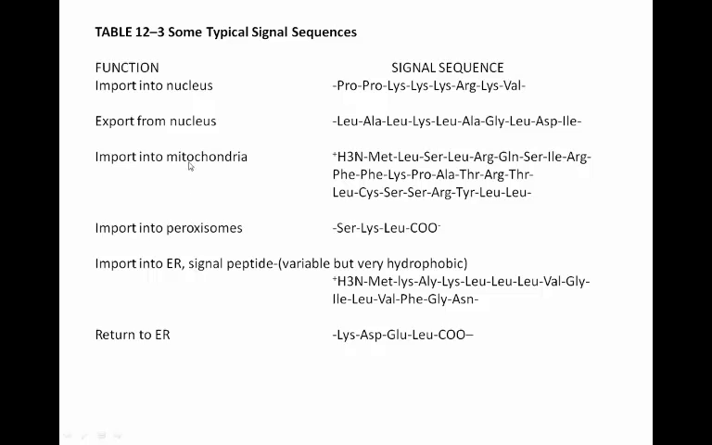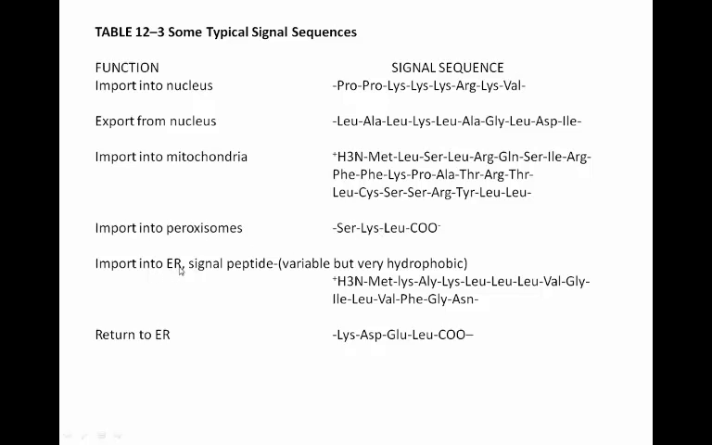Import into mitochondria. This is the amino terminal N. Here's a methionine, leucine, serine. Don't need to read all these. That is a signal for import into mitochondria. Import into peroxisomes. On the carboxyl terminus, we have serine, lysine, and leucine, just 3 amino acids, and that targets these particular proteins into peroxisomes.